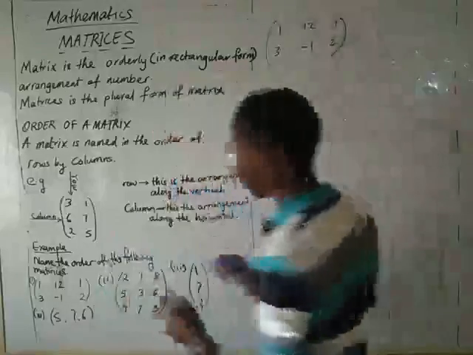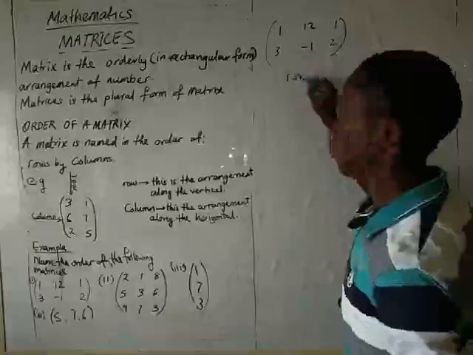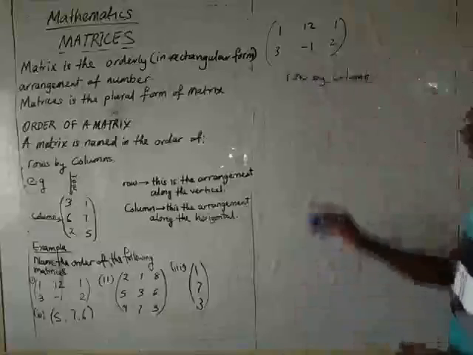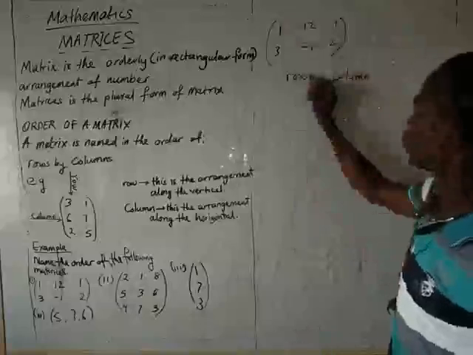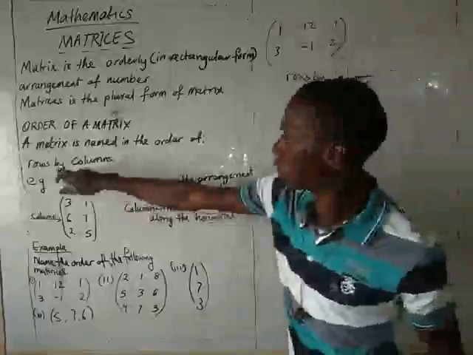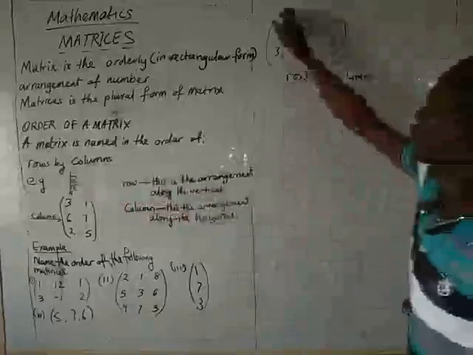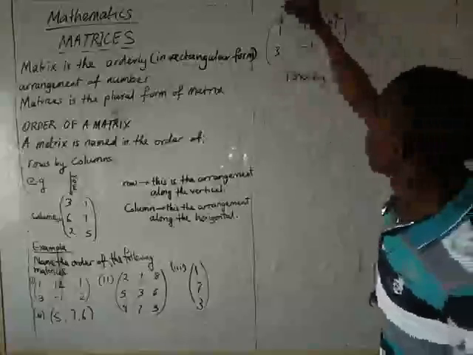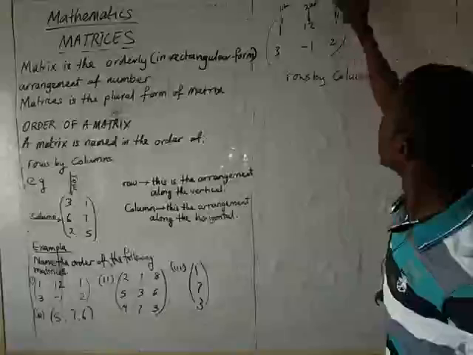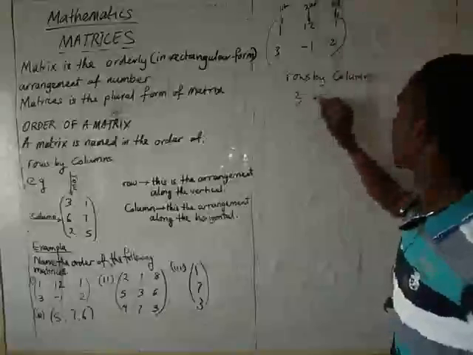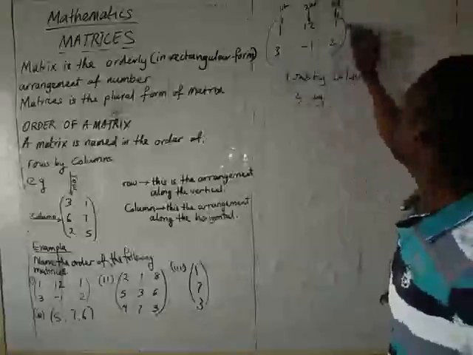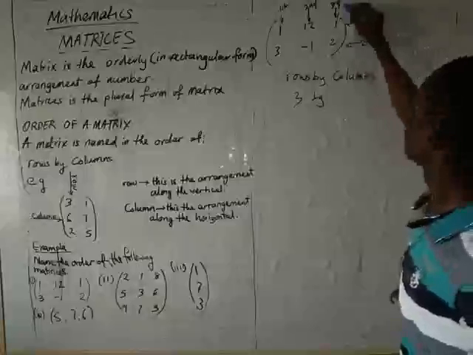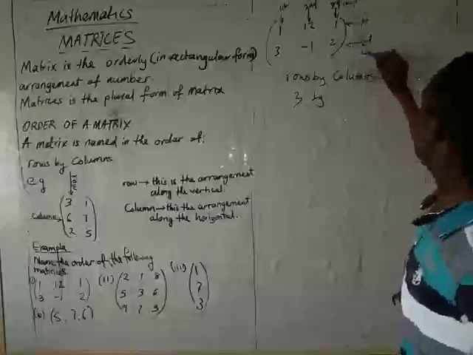Now, we say we name by what? Row by column. Now, let's take the first row. Sorry, rows by columns. We name in the order of rows by columns. How many rows do I have? 1 is the first row, this is the second row, this is the third row. So I have 3 rows. By how many columns do I have there? I have first column, second column. So I have 3 rows and 2 columns.